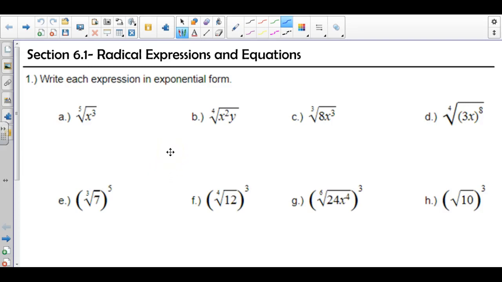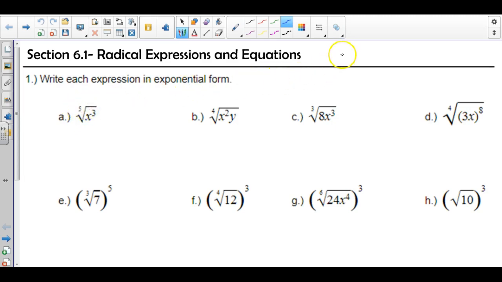Hello. So in this video, what I'm going to do is go through simplifying radical expressions and then solving radical equations. And I'll start off with one of the basic rules, which we'll notice is that we're taking powers and then we've got roots.